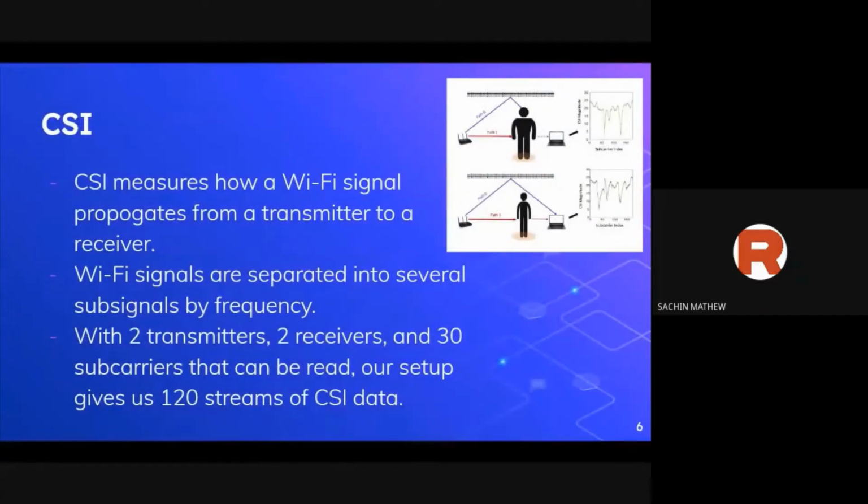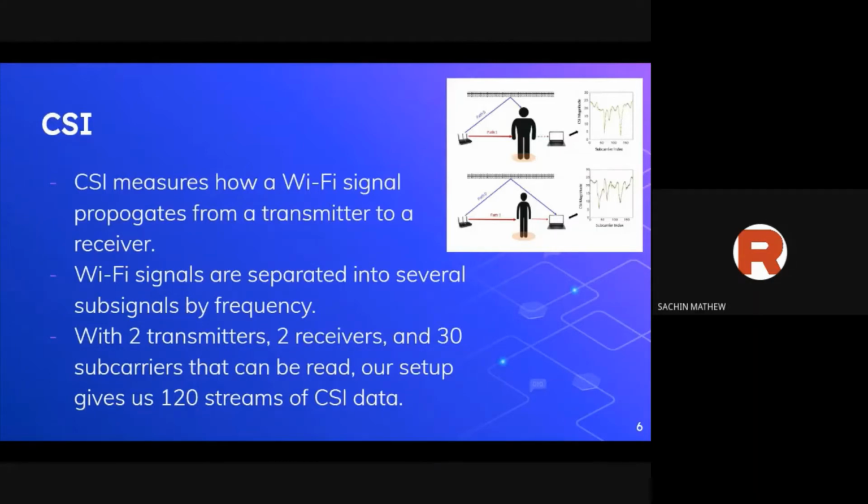As Rashika stated earlier, we were using CSI to measure these Wi-Fi signals. Specifically, CSI, or channel state information, measures how a Wi-Fi signal is propagated through some medium from a transmitter to a receiver. As shown in the diagram, you can see how someone's positioning or size can change how CSI is being read.